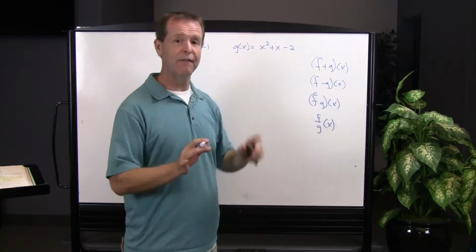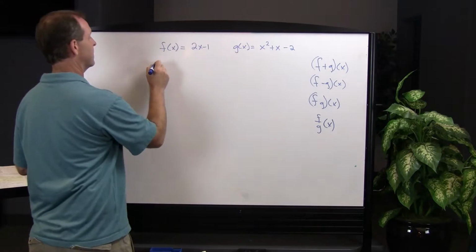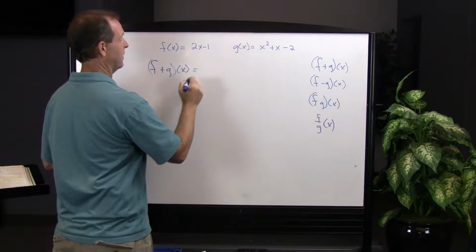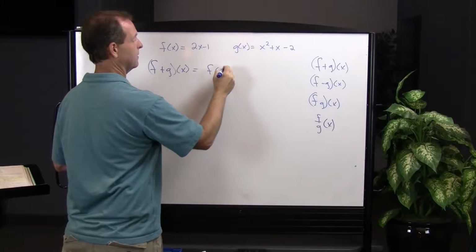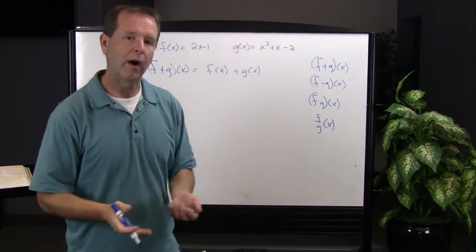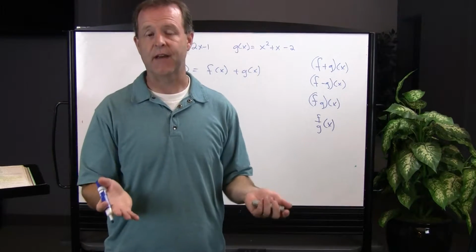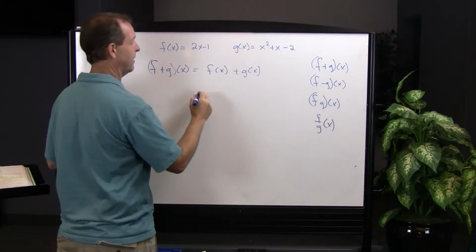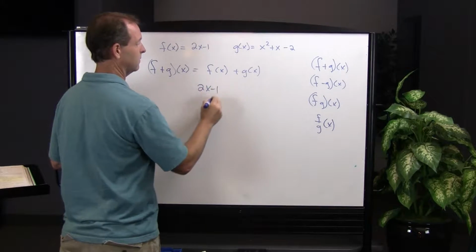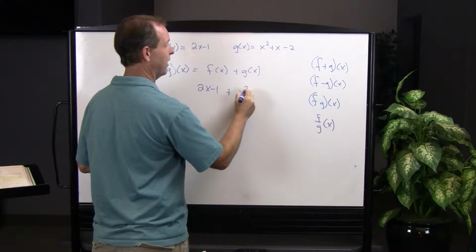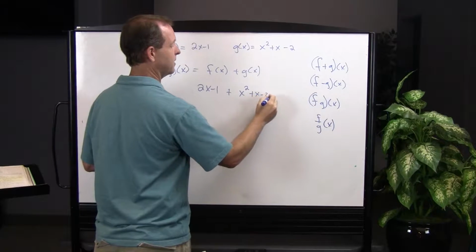F plus g of x. Well, f plus g of x equals f of x plus g of x. And once I can find out where f of x and g of x are, I just add them together. So f of x is 2x minus 1 plus the entire g of x, which is x squared plus x minus 2.